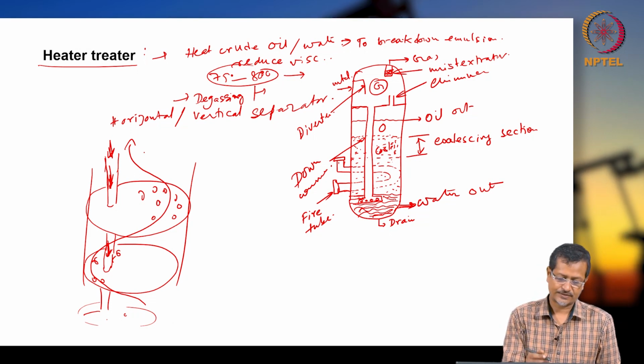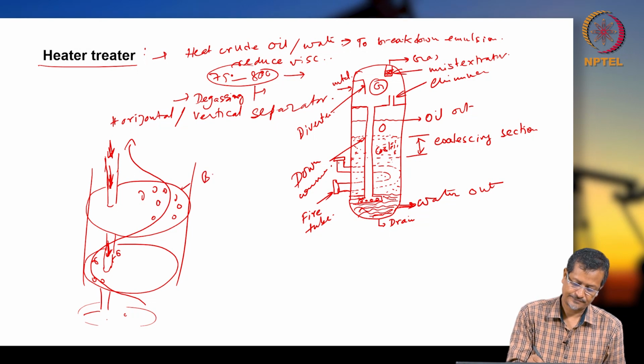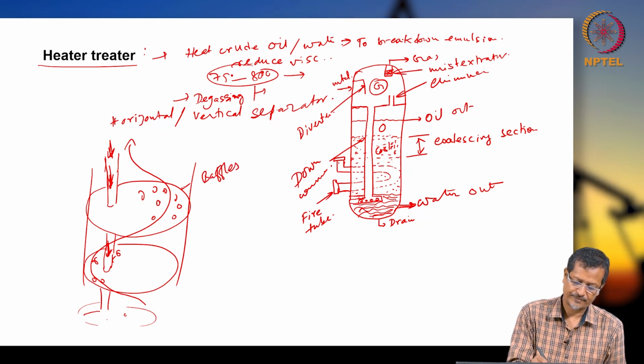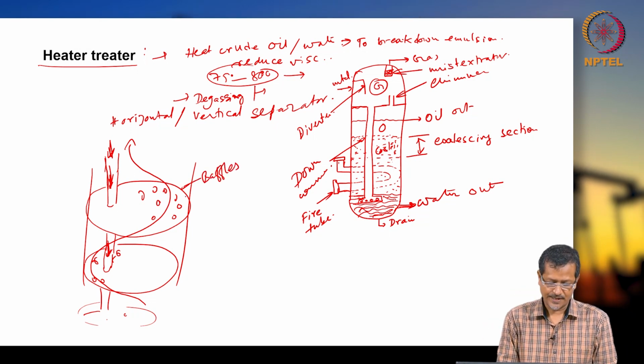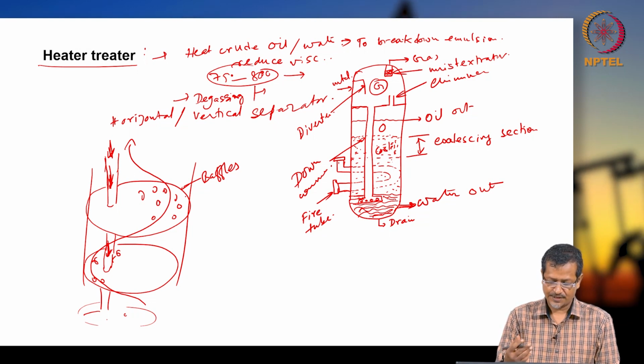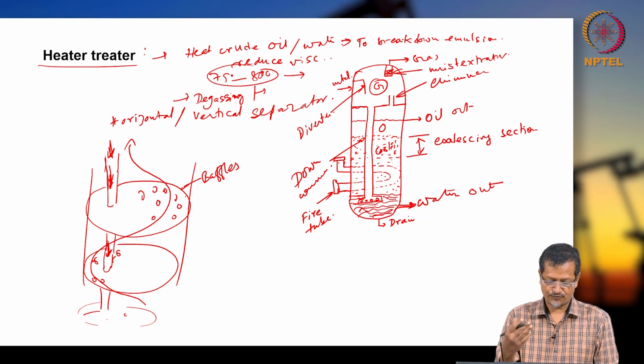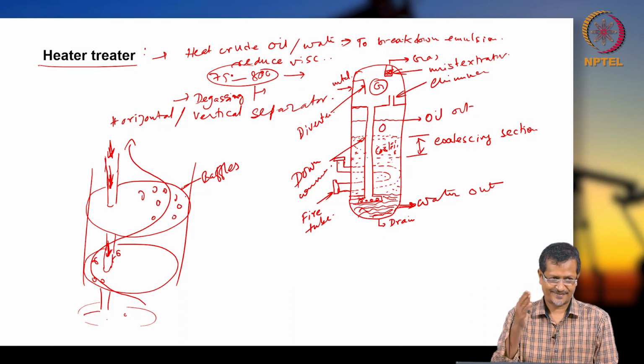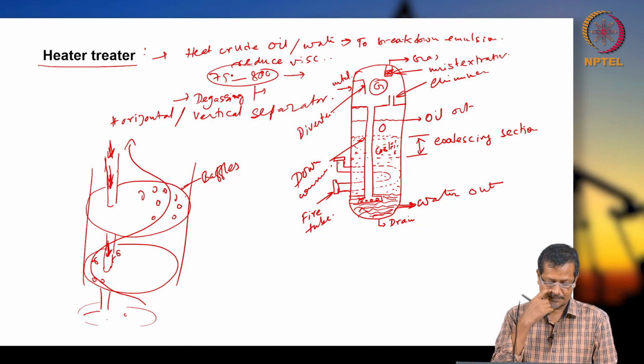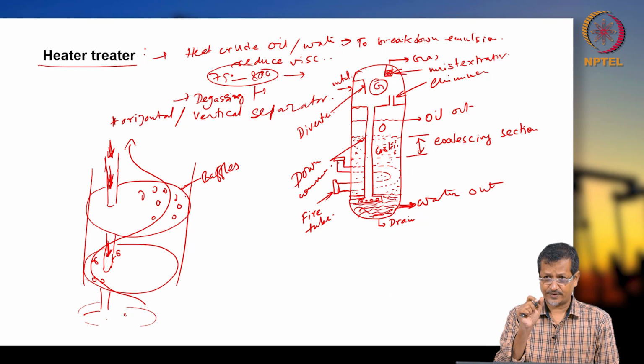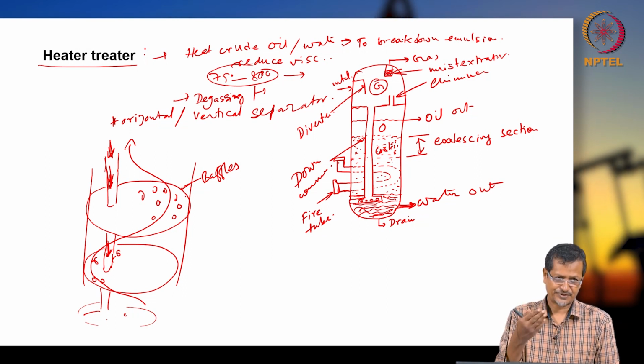So these are called baffles, baffles with lots of pores or holes. Baffles installed in the coalescing section cause the emulsion to flow back and forth. Particle collision will be higher and the separation rate will be better.